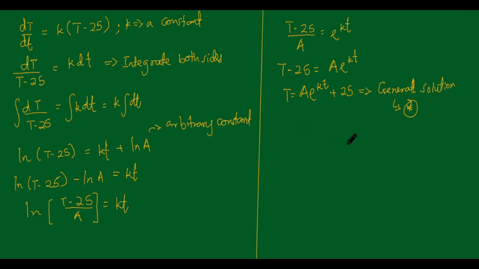We're told that at time t equal to 0, the temperature of the body was 100 degrees Celsius. And also, at time t equal to 1 minute, we know that T now became 75 degrees Celsius. So we can substitute these values into equation asterisk in order to obtain the values of our constants.